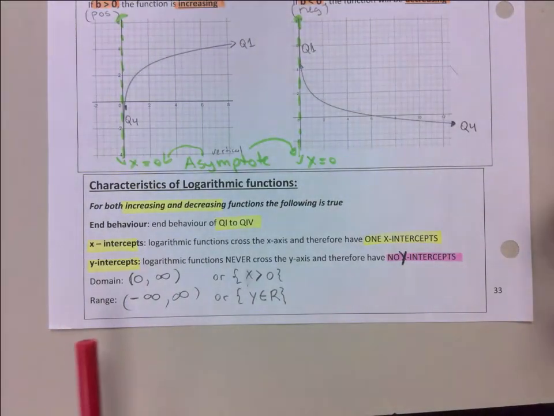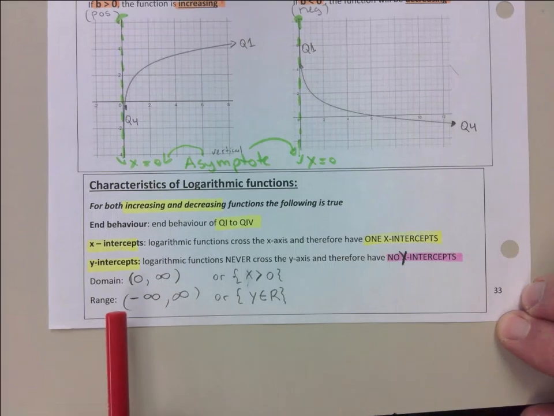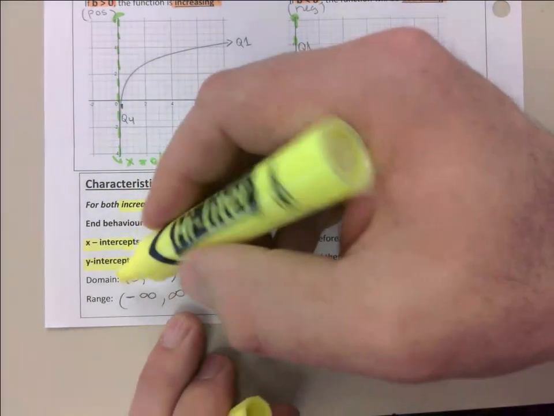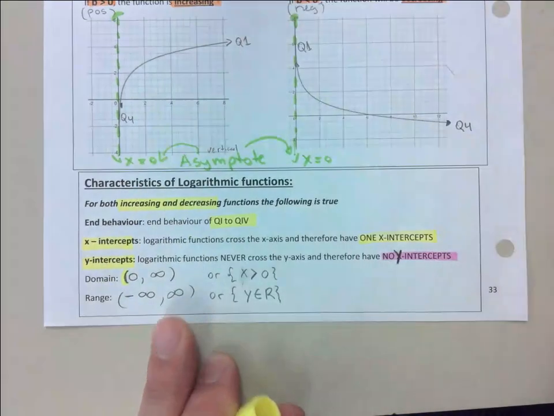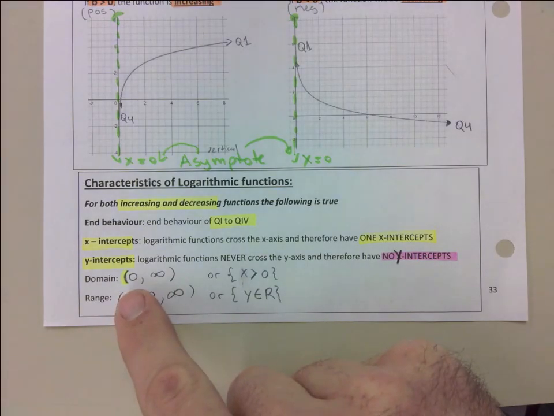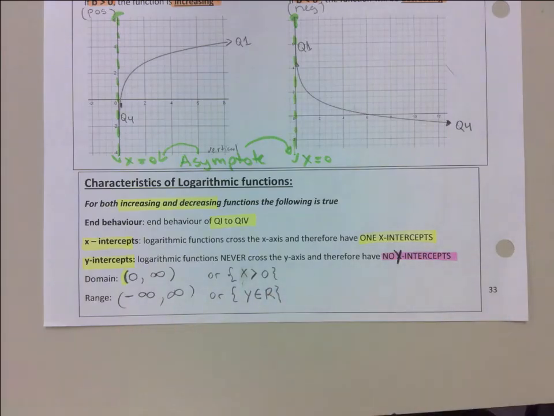So your domain is 0 to infinity, and range is negative infinity to positive infinity. Notice that for your domain, 0 has a round bracket, because 0 is not included, because that's the asymptote. So it's basically saying very, very close to 0, but not including 0. So there's your domain and range in both notations.